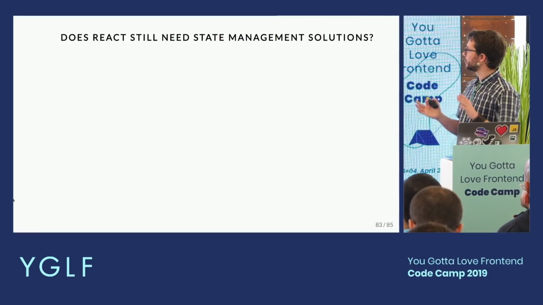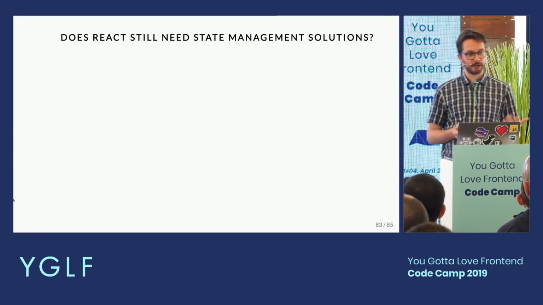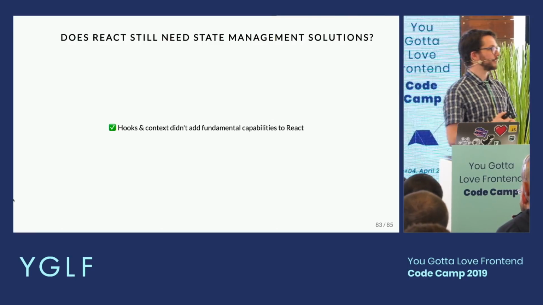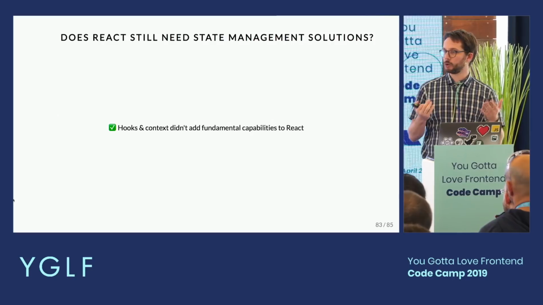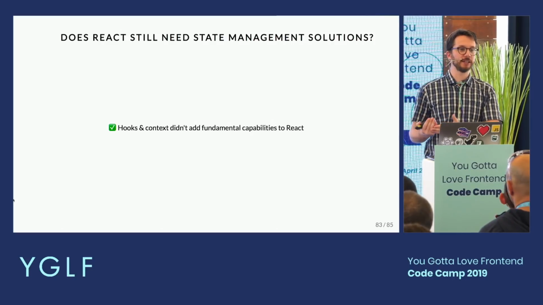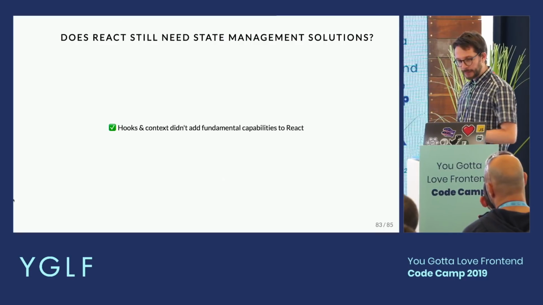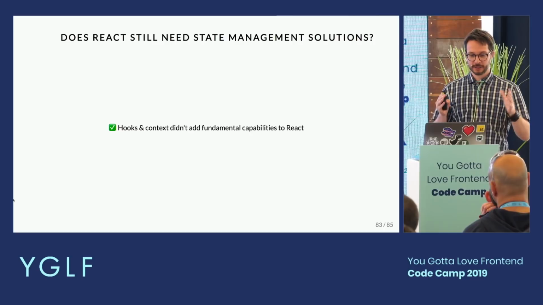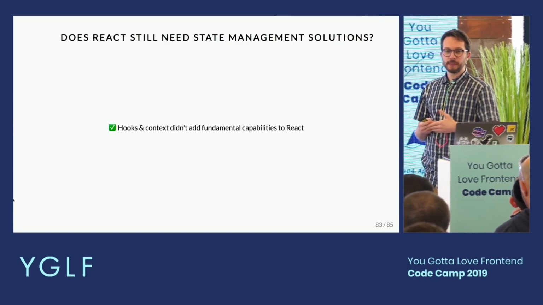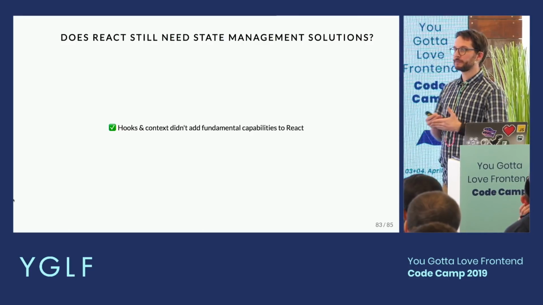A question I get a lot lately is, does React still need state management solutions like Redux or MobX? And I think the answer is yes, because React hooks and context didn't change the capabilities of React fundamentally, they just provided a much better API. Some people concluded, since I'm using hooks and context, I don't need Redux anymore. Well, that might be the case, but that basically means that you didn't need it before.